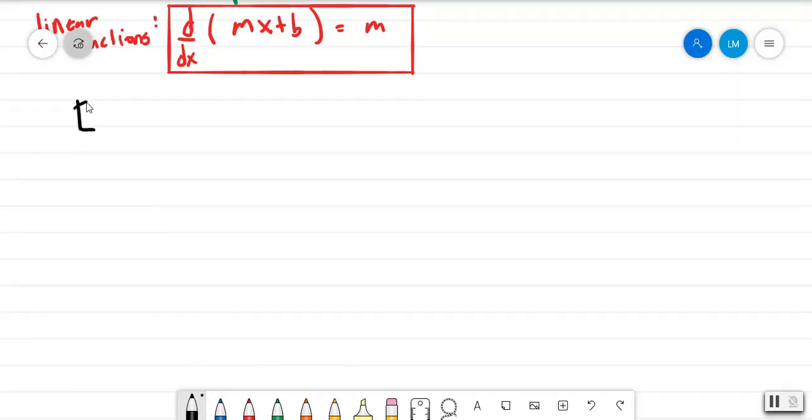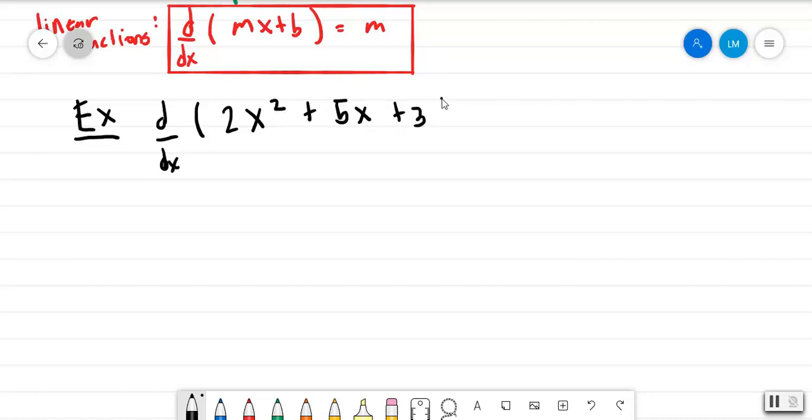Okay, so let's look at an example of finding the derivative of a polynomial. Let's say that we have 2x squared plus 5x plus 3. Now, using the rule, that's just going to be the derivative of 2x squared plus the derivative of 5x plus 3.